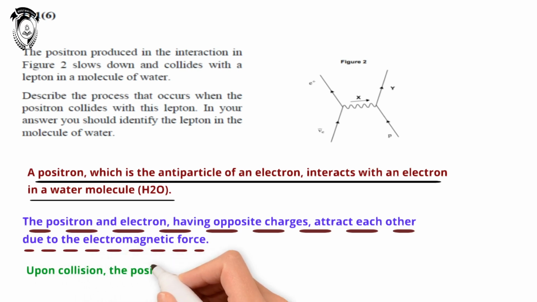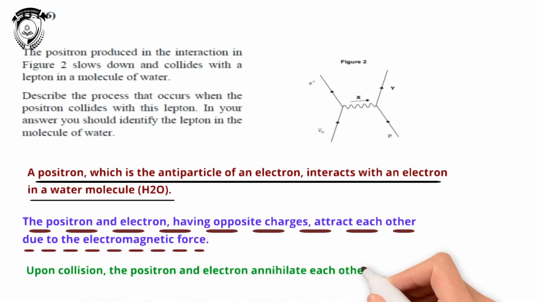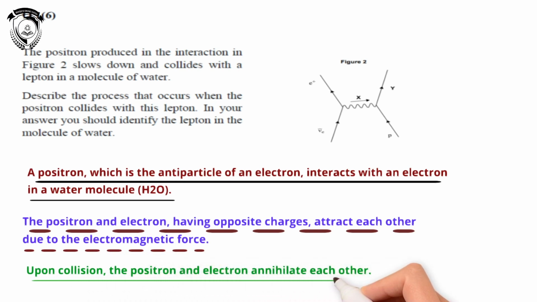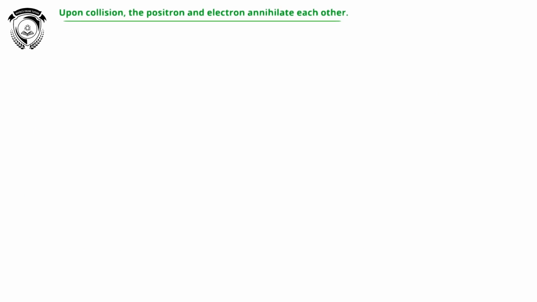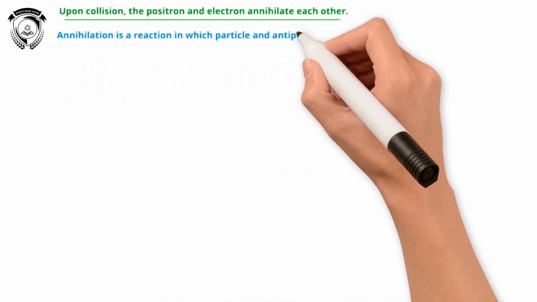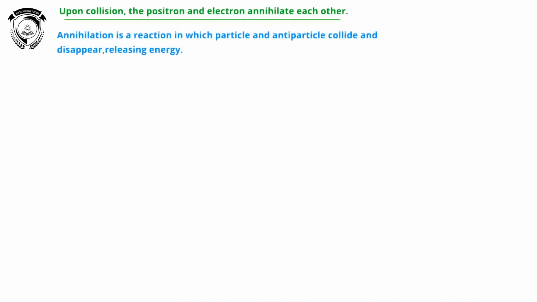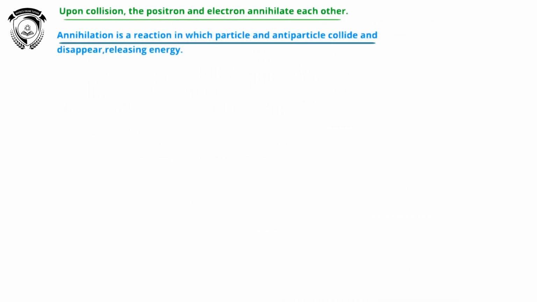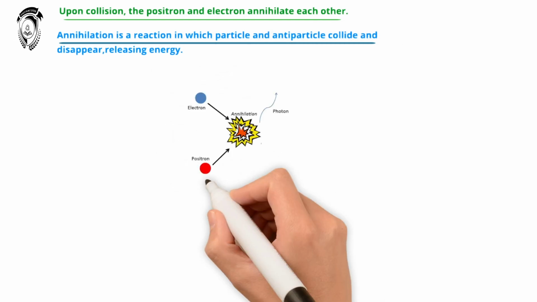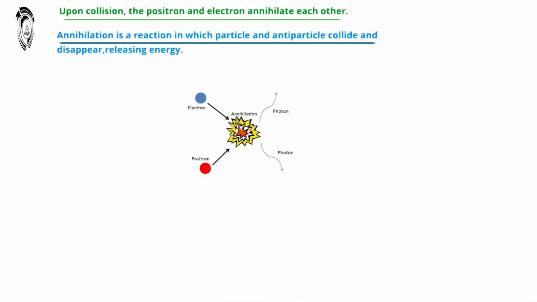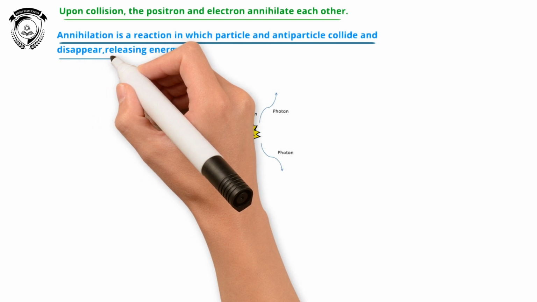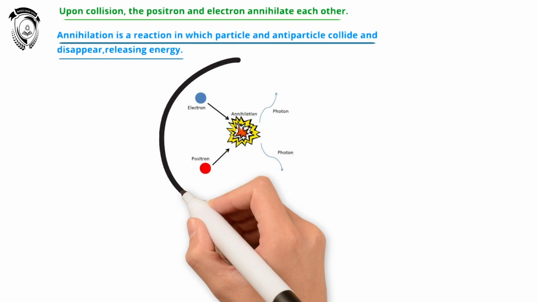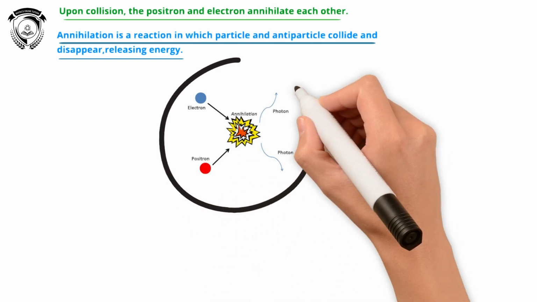So positron and electron both have opposite charges. If they have opposite charges, they are going to attract each other due to electromagnetic forces, and when they attract each other, they are going to collide and annihilate. So what is this annihilation? Annihilation is a reaction in which a particle and an antiparticle collide and disappear, and they release energy during this process. So in this question, there is an electron that collides with a positron, there is an annihilation, and there is a release of 2 gamma photons, and this is called annihilation.